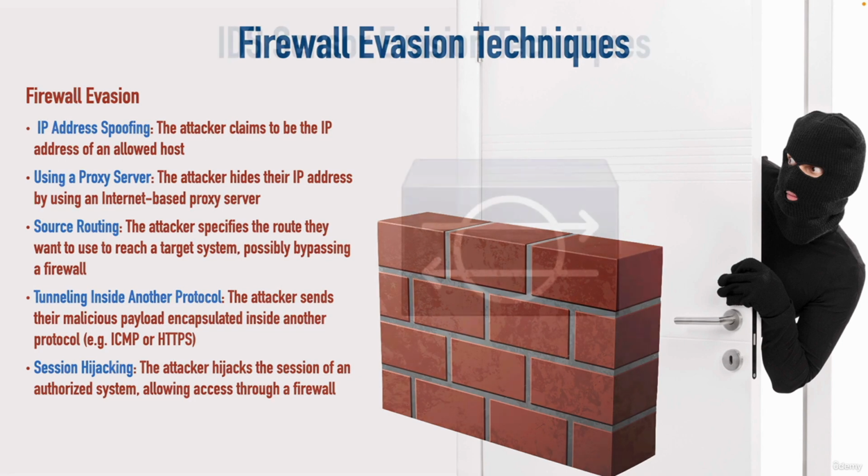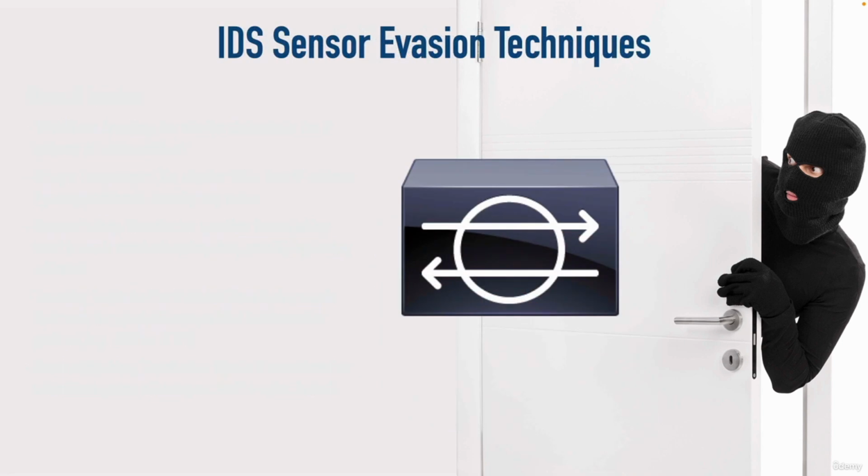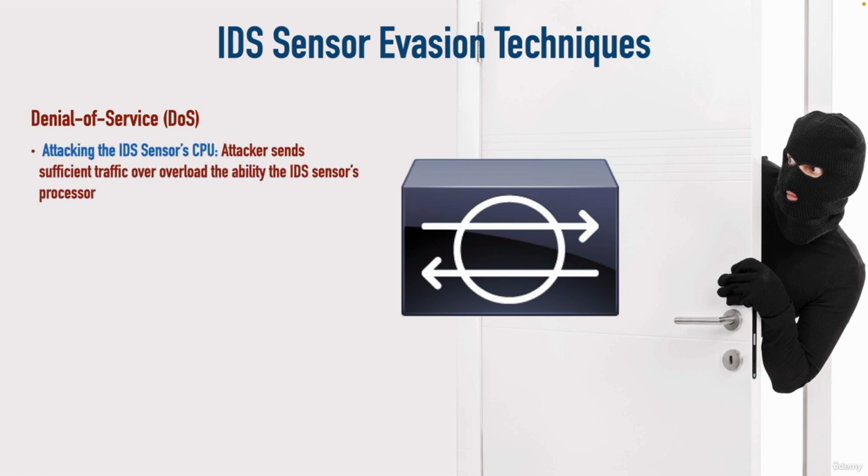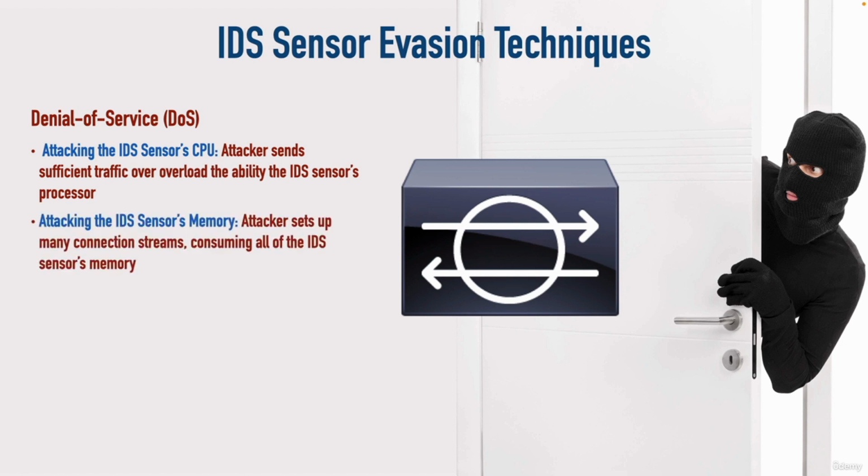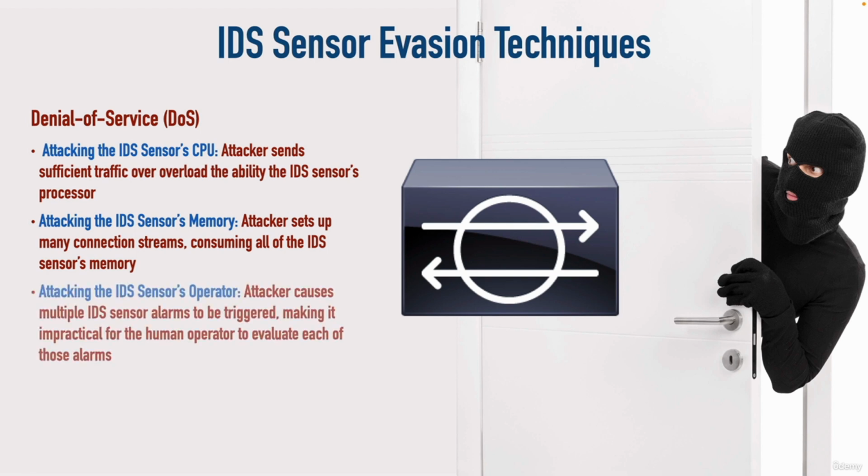Next, let's consider some IDS sensor evasion techniques. One is a denial of service attack on that appliance. Maybe the attacker overloads the IDS sensor's CPU by sending just an overwhelming amount of traffic, and it's going to overwhelm the processor of the IDS sensor. Maybe the attacker sets up multiple connections, and each of those connections is going to consume some memory inside of the IDS sensor, and if we have too many connections set up, that's going to consume all of the memory in the IDS sensor. Or the attacker might be targeting the operator, the human that's keeping an eye on all these different alerts.